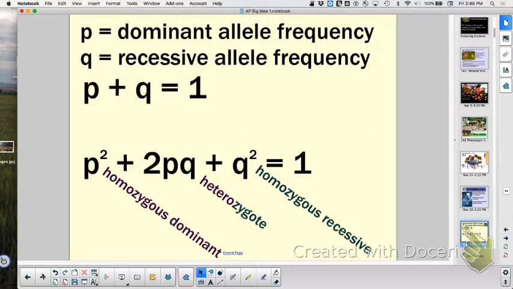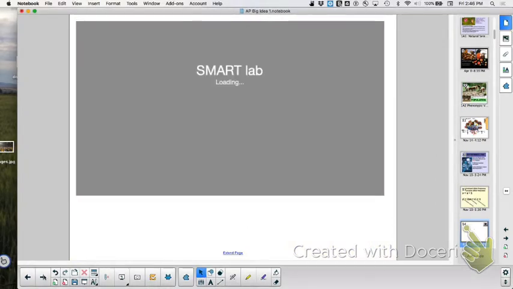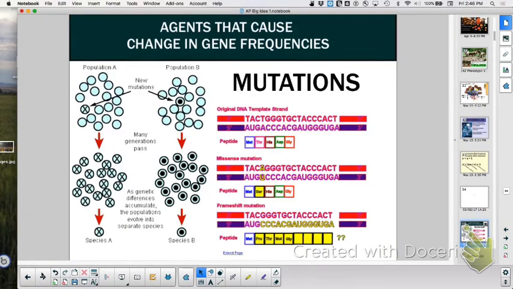You could have small incremental changes, right? Microevolution that leads to a macro, a larger one, right? Okay, to a whole new species. So, can I come back to this? Okay. All right. So, what are the agents that cause change in gene frequency?